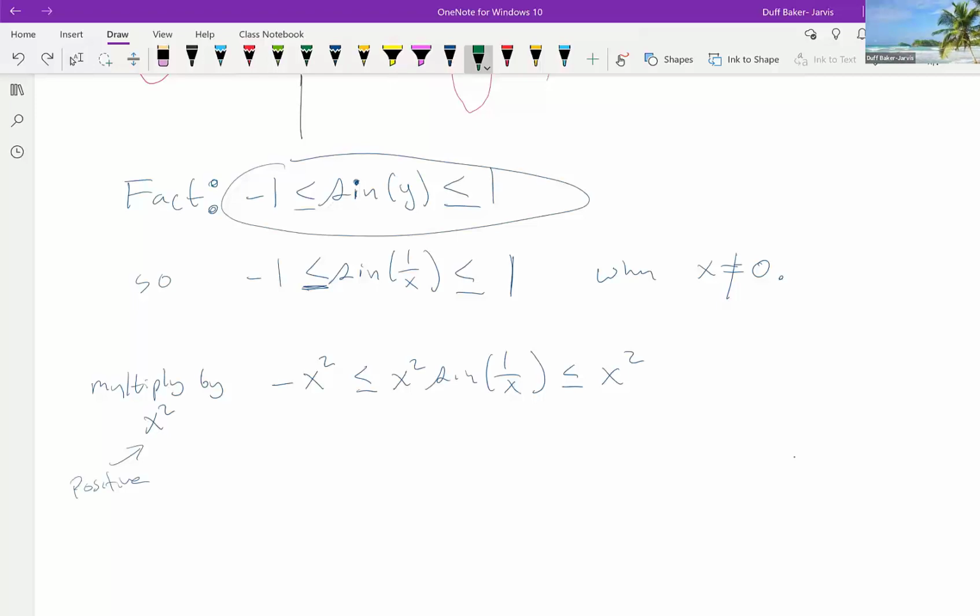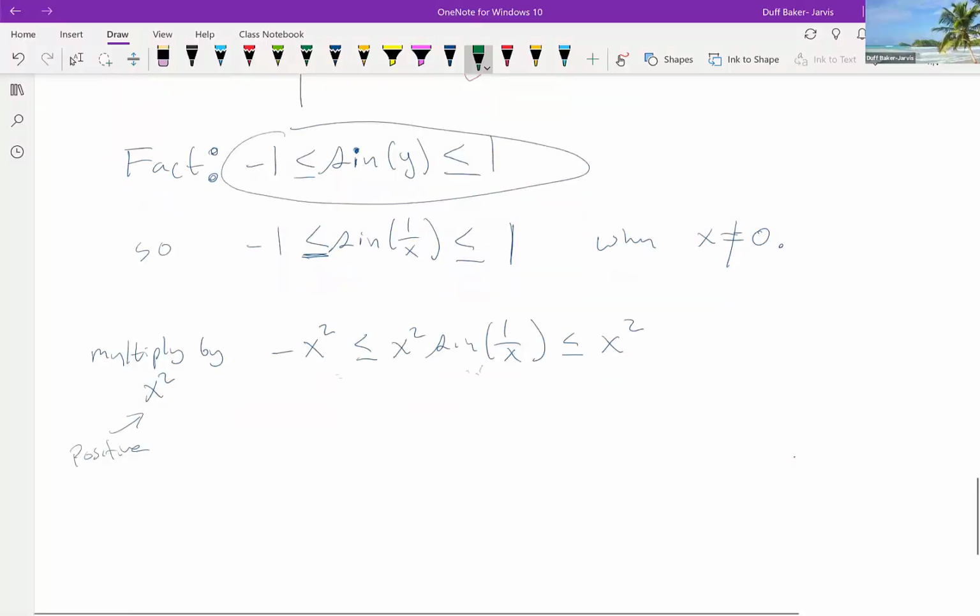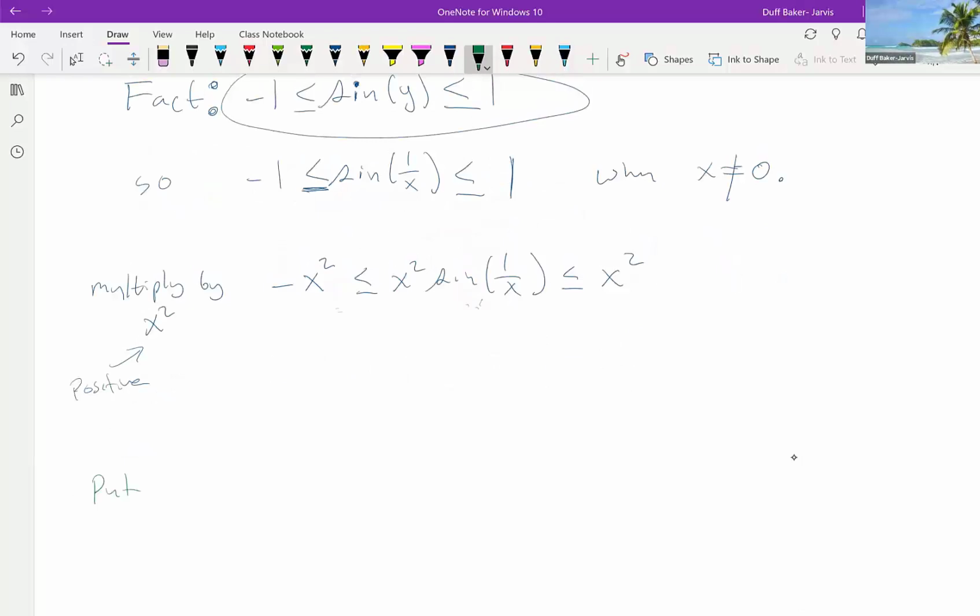Now, we just had this limit law that says if I have an inequality between functions, then it's also true in the limit. So if I just put limits on all the sides, this is also true, because limits preserve inequalities. So I'm going to put the limit at 0 on all the sides. Sorry, let's put the minus in here. x squared sine of 1 over x.